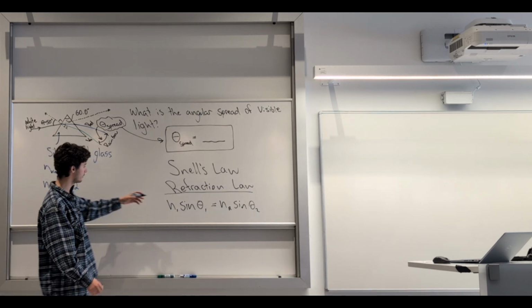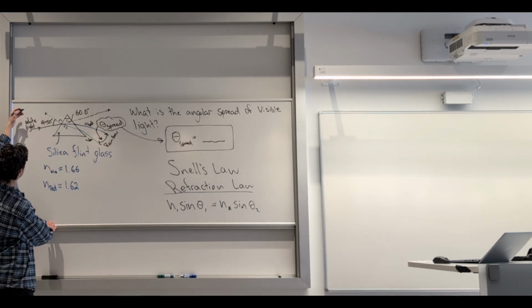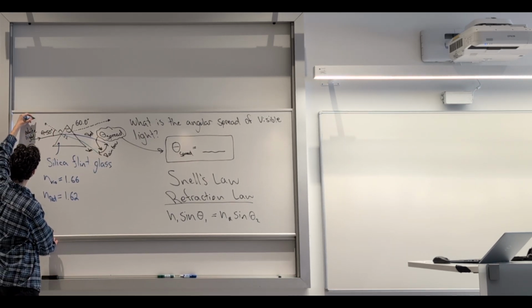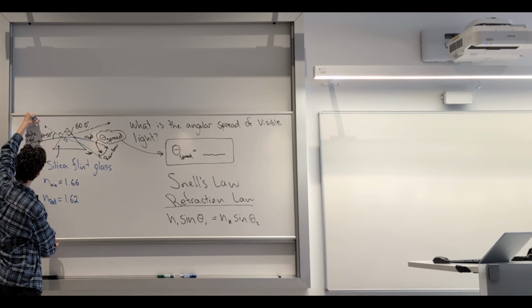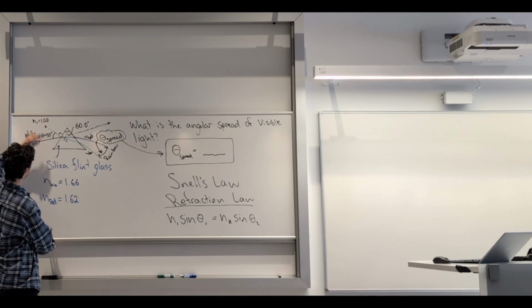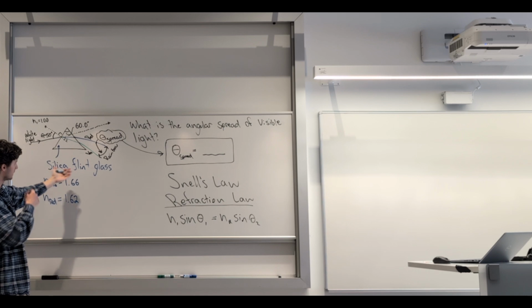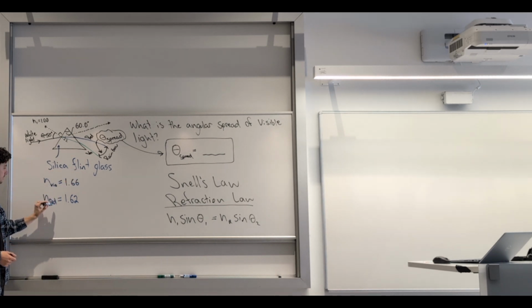N1 is the index of refraction of the outside. So normally we take the outside to be air. N1 is equal to 1.00. And the inside is silica flint glass, and they give us two indices of refraction for each type of light, for each color of light.